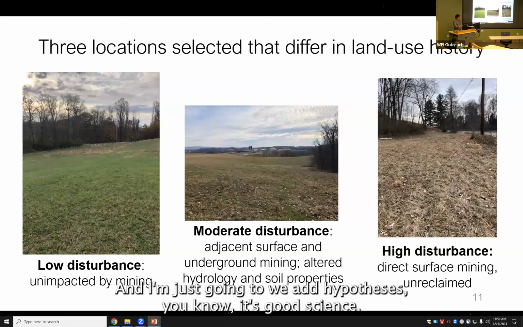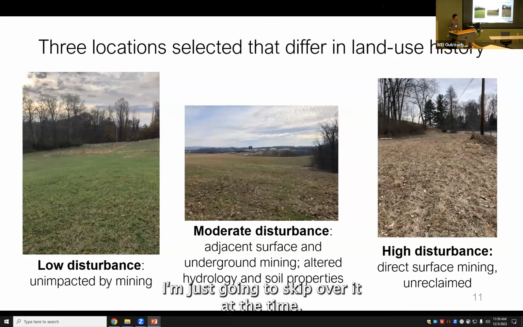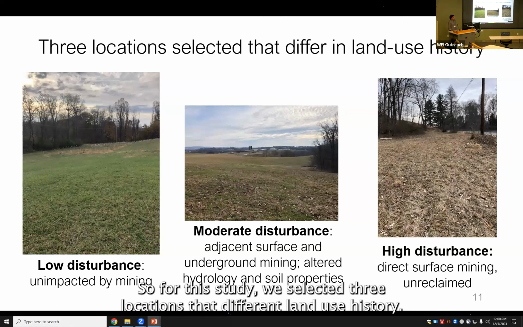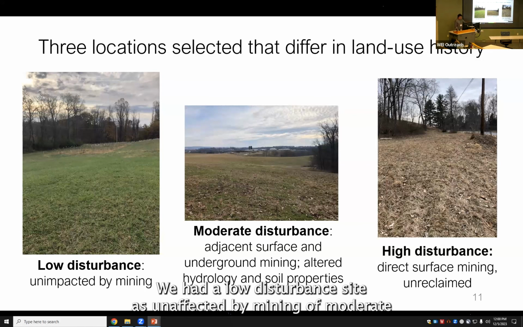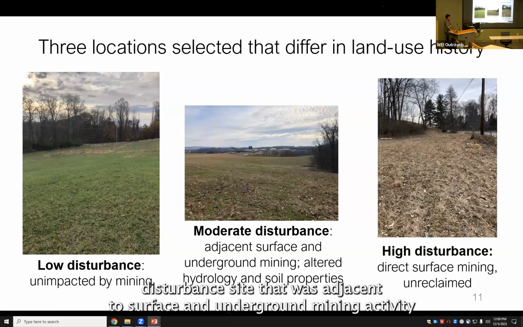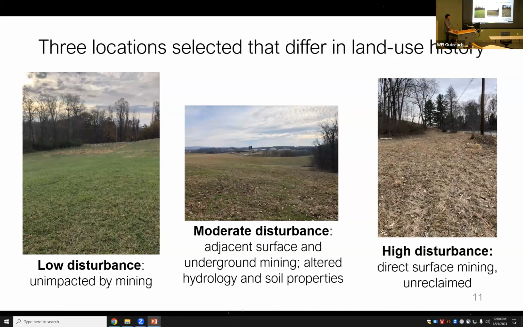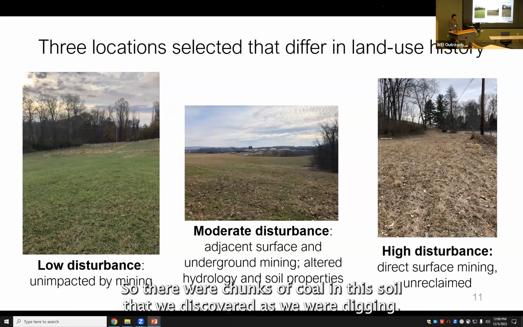We had hypotheses, it's good science, I'm just going to skip over it in the interest of time. So for this study, we selected three locations that differ in land use history. We had a low disturbance site that was unimpacted by mining, a moderate disturbance site that was adjacent to surface and underground mining activity, and it had altered hydrology and soil properties. And then we had our highest disturbance site that was directly surface mined and unreclaimed. So there were chunks of coal in this soil that we discovered as we were digging.